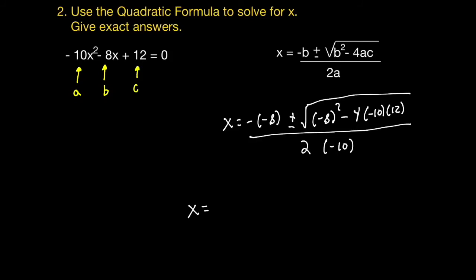Next, I'll get x equal to, and the negatives are going to make a positive. So I get positive 8 plus or minus the square root of negative 8 squared. That's going to be 64. And then here we have a negative 4 times a negative 10, which is going to be positive 40. And then 40 times 12 is going to be 480. So we have a positive 480. So notice how the negative times negative changed this to a plus here. Alright, for the denominator, we're going to get 2 times negative 10, which is negative 20.